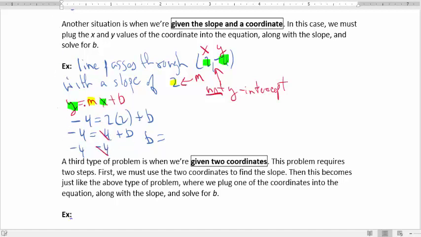Here it cancels, but -4 minus 4 more is going to be -8. So now I actually have my b value. So now together I can use my m and b to write the equation, which is just going to be y equals 2x, but now b is -8. So y equals 2x minus 8 is my equation there.